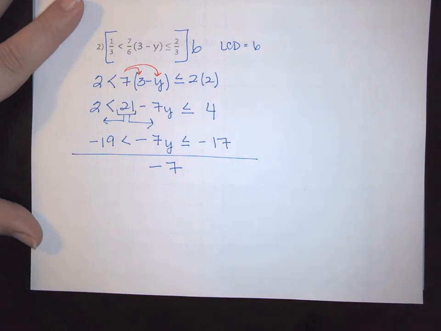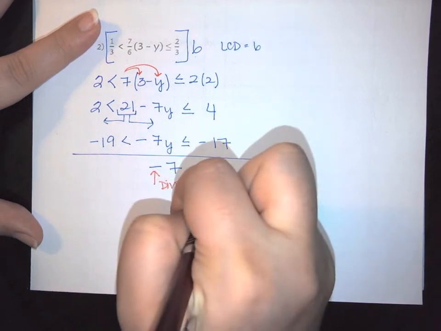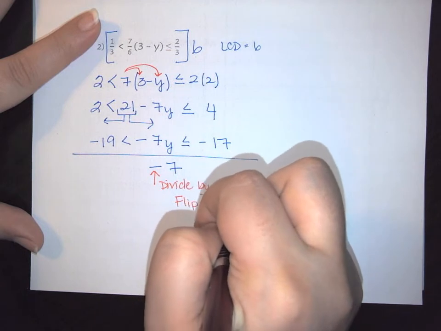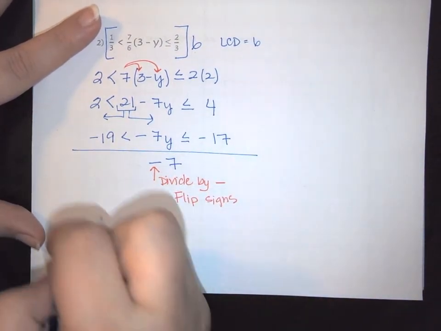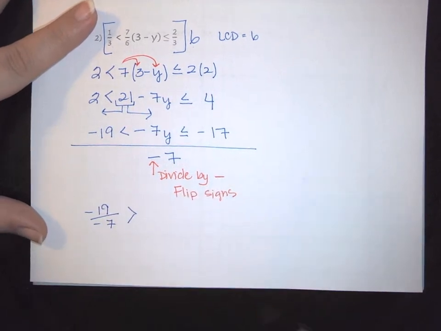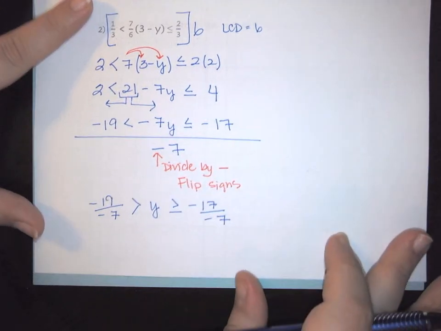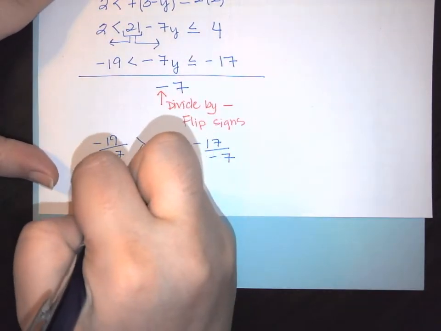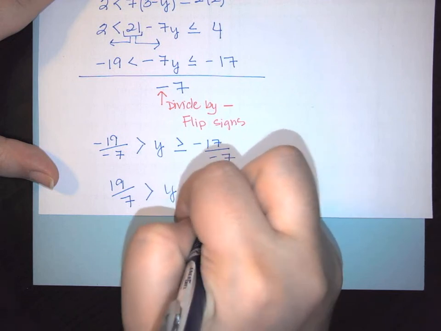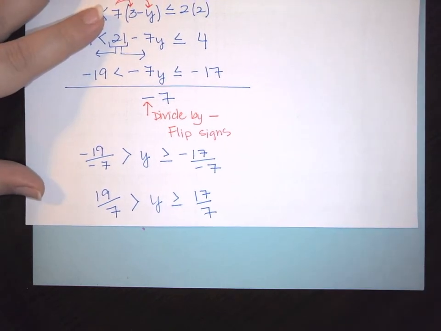So when I do that, I want to take a look. Notice right here that I am going to divide by a negative. Remember, when we do that, we need to flip the signs. So in this case, this is going to be -19 over -7. I have to flip my sign, so now it goes the other direction. Y is in the middle. Flip my sign again. -17 over -7. Last, take care of my negatives. So this is going to be 19 over 7 is greater than y, greater than or equal to 17 over 7.